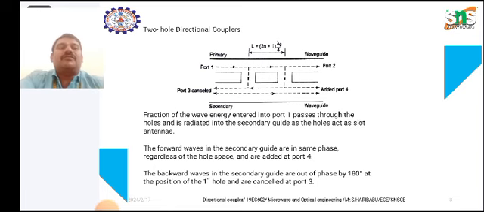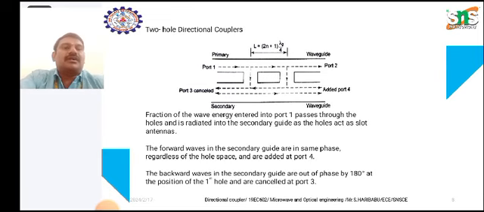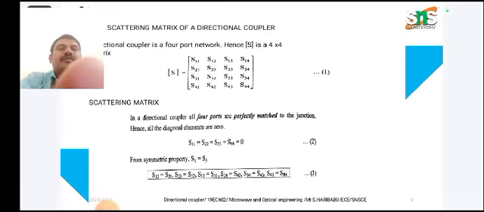The forward waves in the secondary guide are in the same phase, regardless of the hole spacing, and are added at port 4. Backward waves in the secondary guide are out of phase by 180 degrees, and the portion from the first hole is cancelled at port 3.